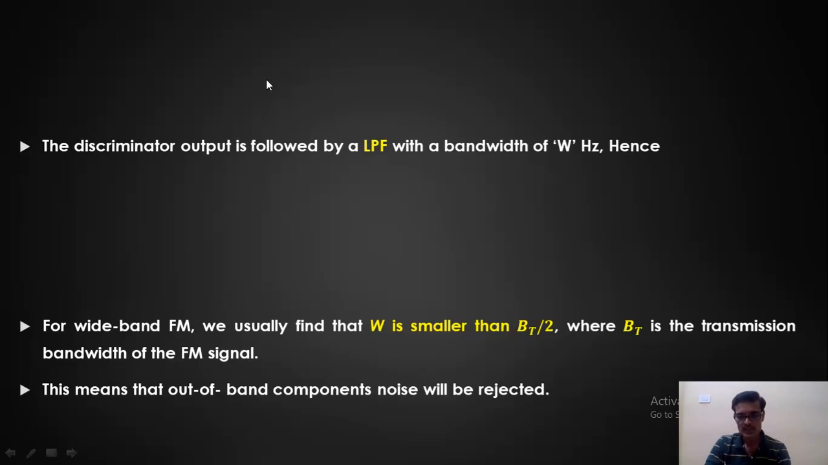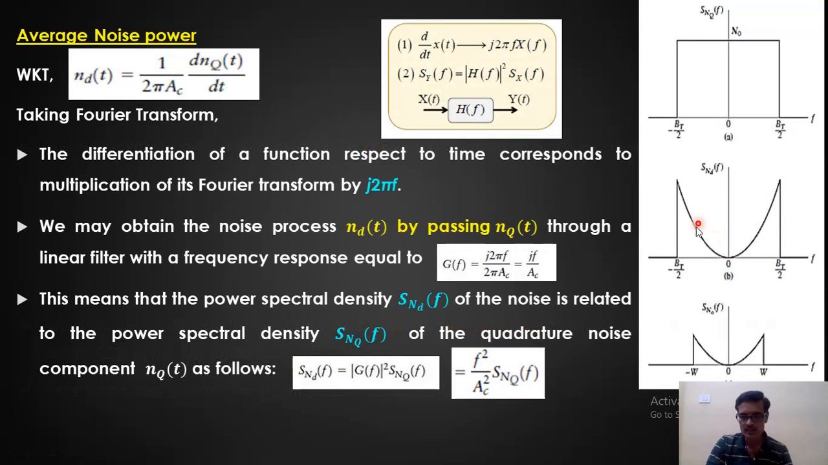So I just represented this particular representation using the equation. Between minus B_T by 2 and plus B_T by 2, I have N_0 multiplied by f squared by A_c squared as the response of this S_nd(f). That is the PSD at the output of the discriminator. Now, after passing through the discriminator, the next block in my block diagram is a filter. That is a low pass filter.